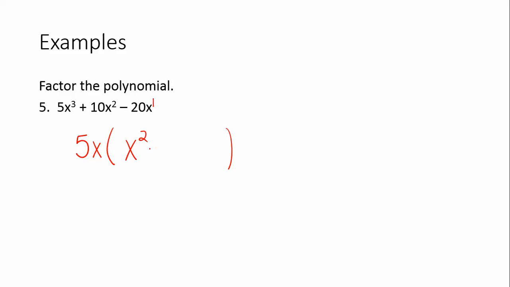Then I factored 5 out of 10. That leaves me with 2. I had x squared and I factored out an x, so I have one x left over inside. And from negative 20 I factored out a 5, so that leaves me with negative 4, or minus 4. I had one x on that term, but I did factor it out, so I'm just left with minus 4 in the back.